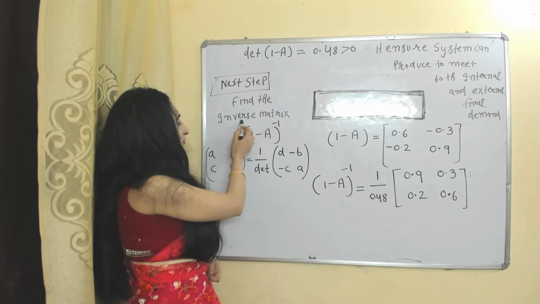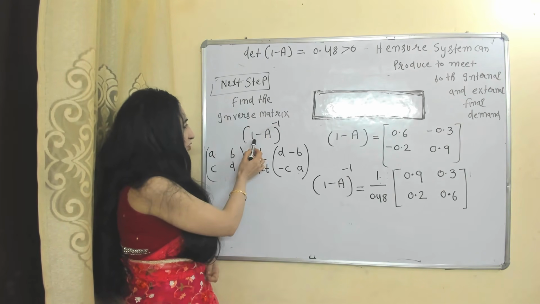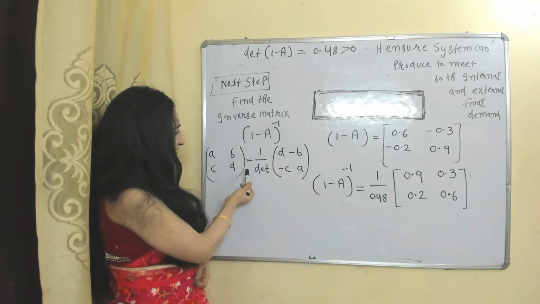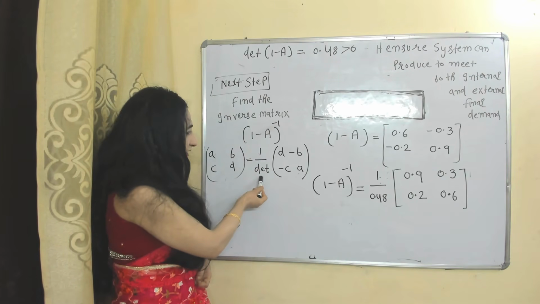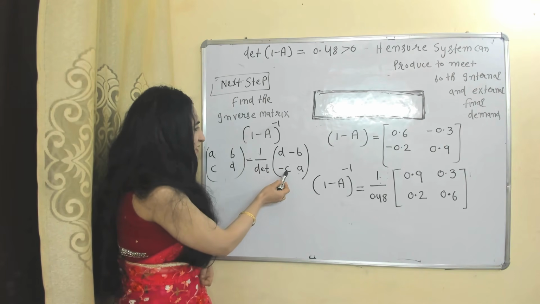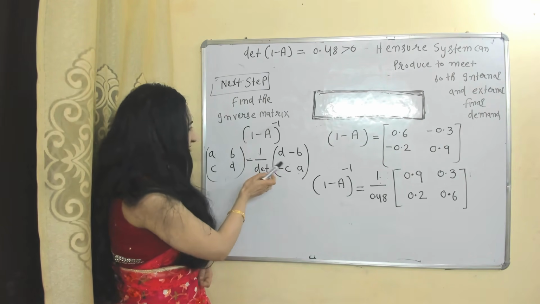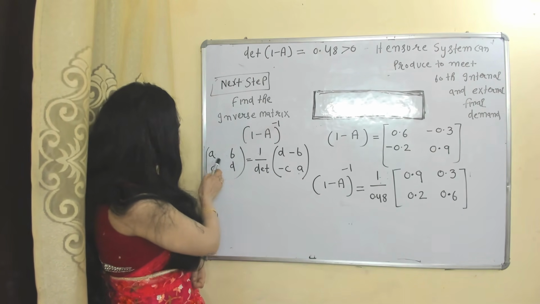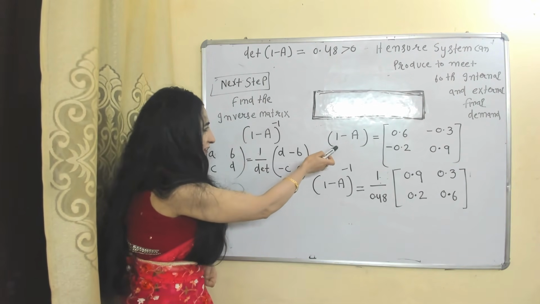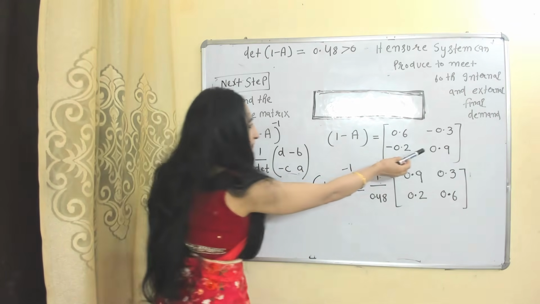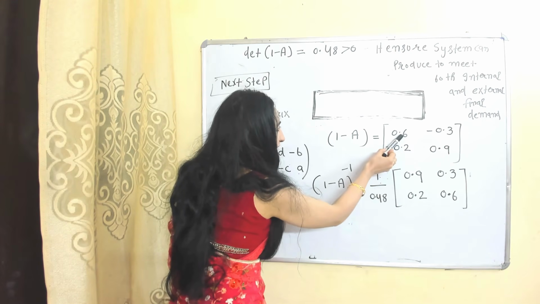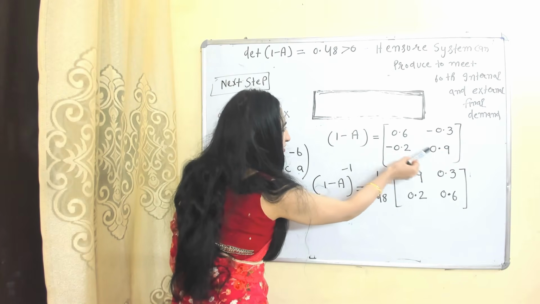So in the next step, we will find out the inverse of I minus A. As we know, the inverse of a 2 by 2 matrix equals 1 over determinant times D, minus B, minus C, A. That means in place of A, we will write D, and in place of D, we will write A. So this is our I minus A. In place of A, we will write D. So here you write D, and in place of D, you will write A.